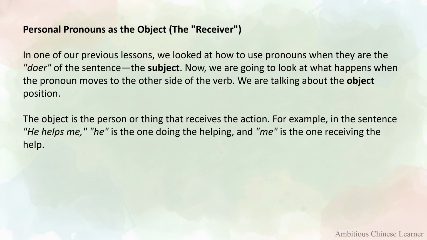In one of our previous lessons, we looked at how to use pronouns when they are the doer of the sentence, the subject. Now we are going to look at what happens when the pronoun moves to the other side of the verb. We are talking about the object position. The object is the person or thing that receives the action. For example, in the sentence, he helps me, he is the one doing the helping, and me is the one receiving the help.